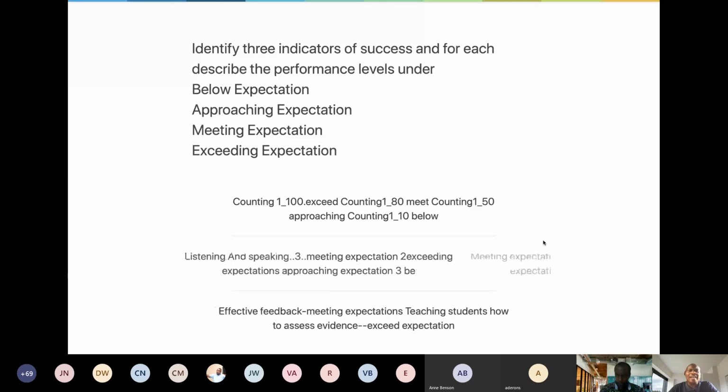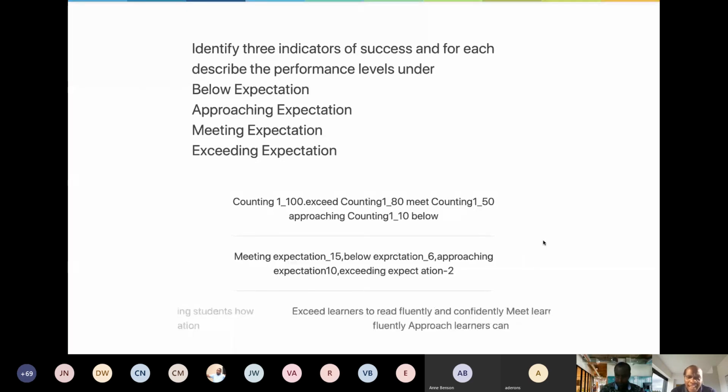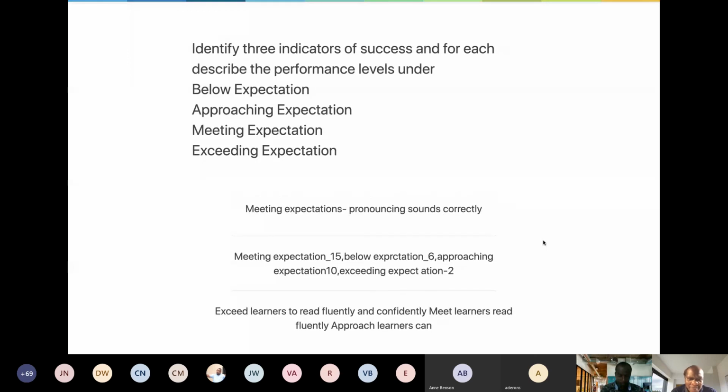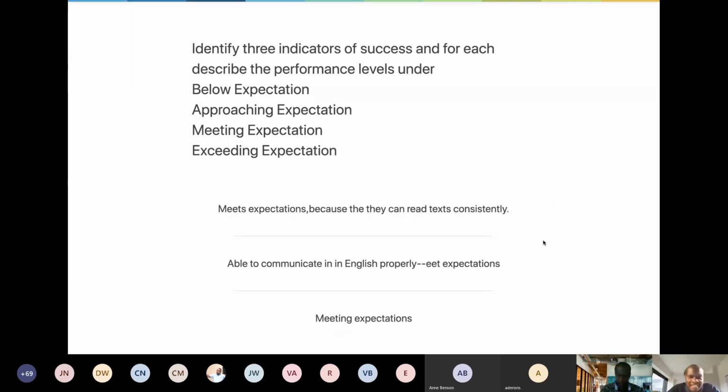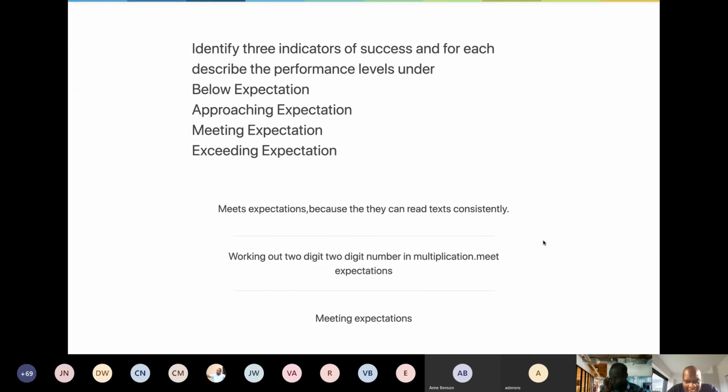Yes, we have counting 1 exceeding, counting 1 to 80 meeting, counting 1 to 50 approaching, counting 1 to 10 below. Thank you very much. Now they are coming. Yes, so for each, you need 4 levels. That was good. I saw one very nice one. So ensure that you graduate your success indicator to those particular levels. So I'm waiting for it to come again, then I could go to the next one.